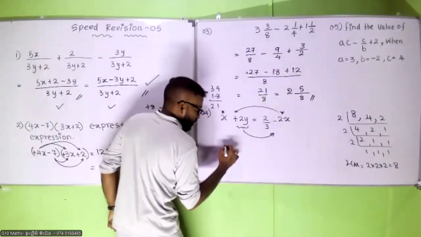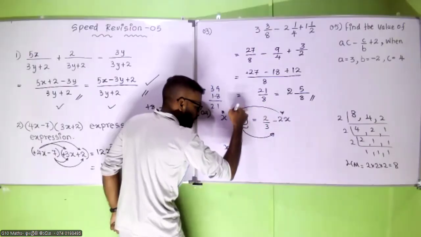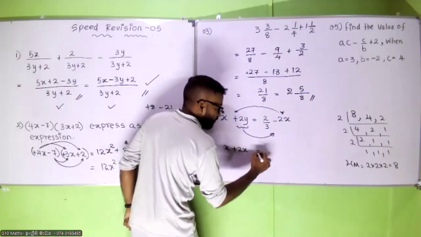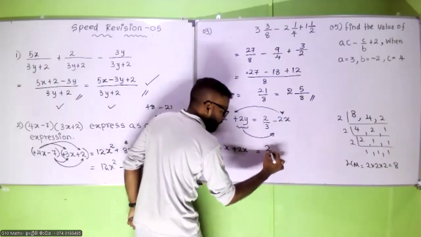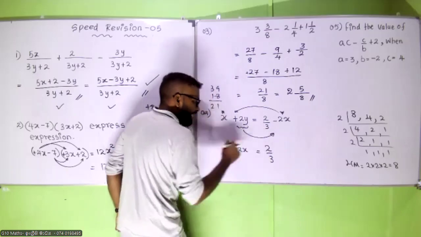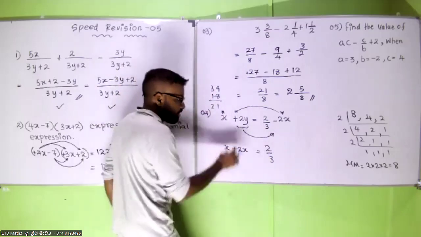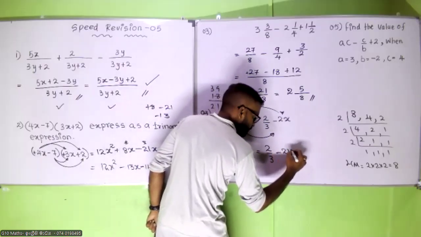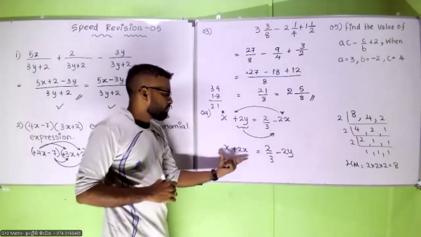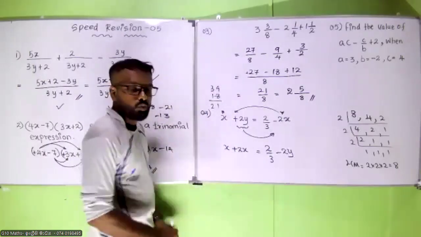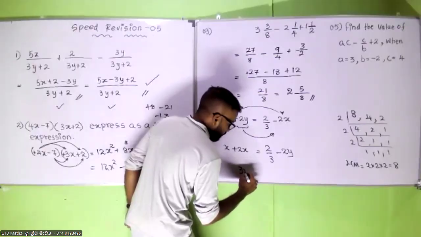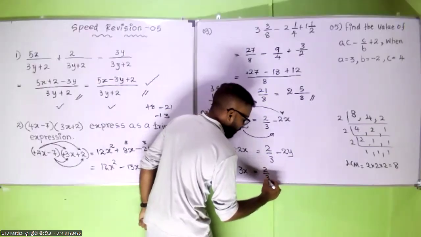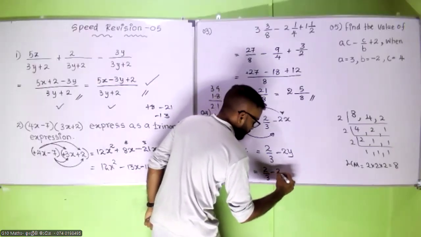Right? Here you have x. Minus 2x comes this side, positive 2x. Right? Equals 2 upon 3. You have to write it as it is. Right? It does not change. Positive 2y goes to this side, minus 2y. Right? Now you have x in a single place. x plus 2x, 3x. 3x equals 2 upon 3 minus 2y.